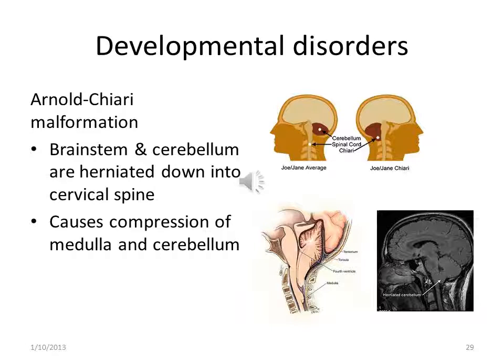This is usually corrected with surgery, in which the brain is pushed back up into the skull and then some kind of bone graft is put into the neck to prevent the herniation of the brainstem and cerebellum back down into the neck.